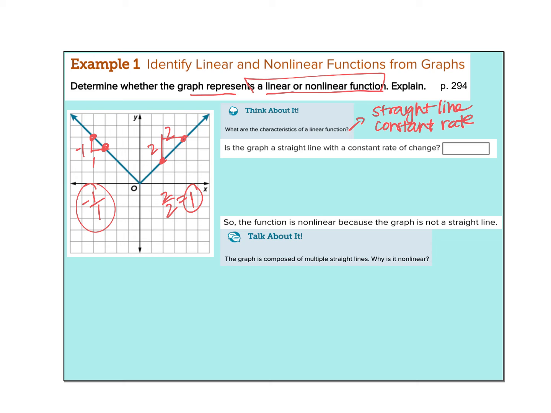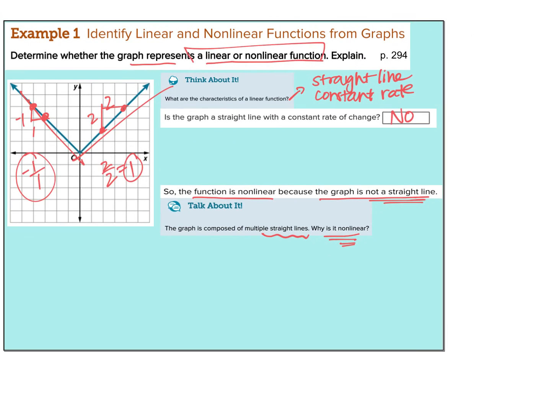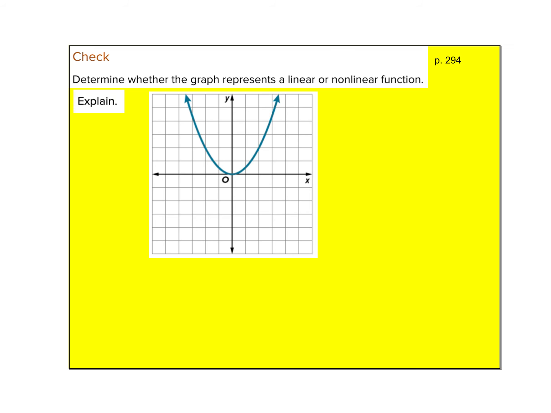So it's not exactly a straight line, because it goes and then it turns. That's not a straight line, and it doesn't have a constant rate, so I would answer no. The function is nonlinear because the graph is not a straight line and it does not have a constant rate of change. Now it says it's composed of multiple straight lines, so why is it still nonlinear? We just talked about that: because of the rate of change.